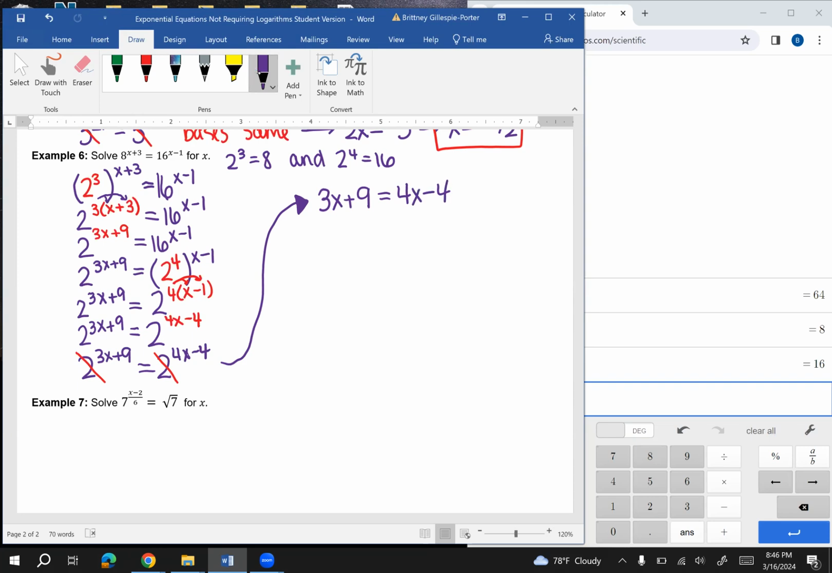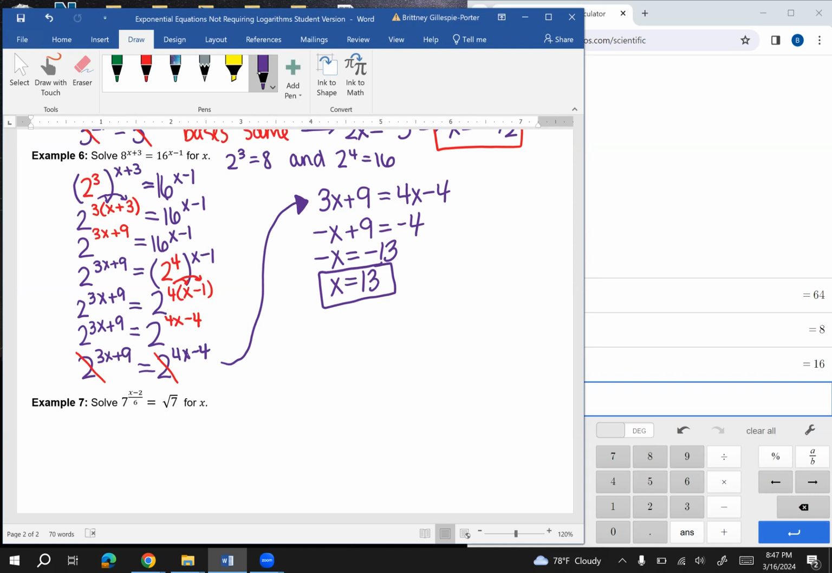If I subtract 4x over, I have negative x plus 9 is equal to negative 4. Subtract the 9, I would have negative x equal to negative 13. Divide both sides by negative 1, and we get x is equal to 13.